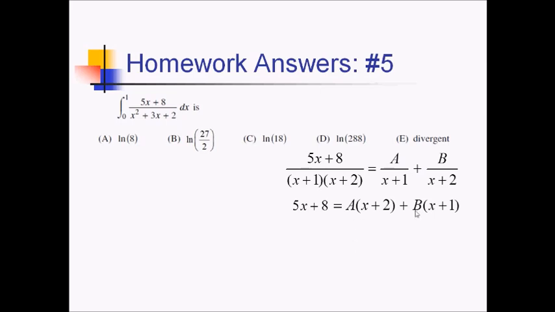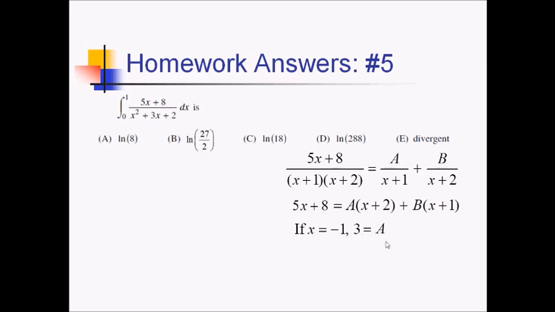Now to find a and b. I'm going to pick a value that's going to get rid of the b first. So if x equals negative 1, on the left side, if I plug in negative 1, that's negative 5 plus 8, which is 3. And b is gone. This is just b times 0. But for a, we've got negative 1 plus 2, which is just positive 1. So 1a equals 3. So we can just say a equals 3 and don't have to do any more work on that one.